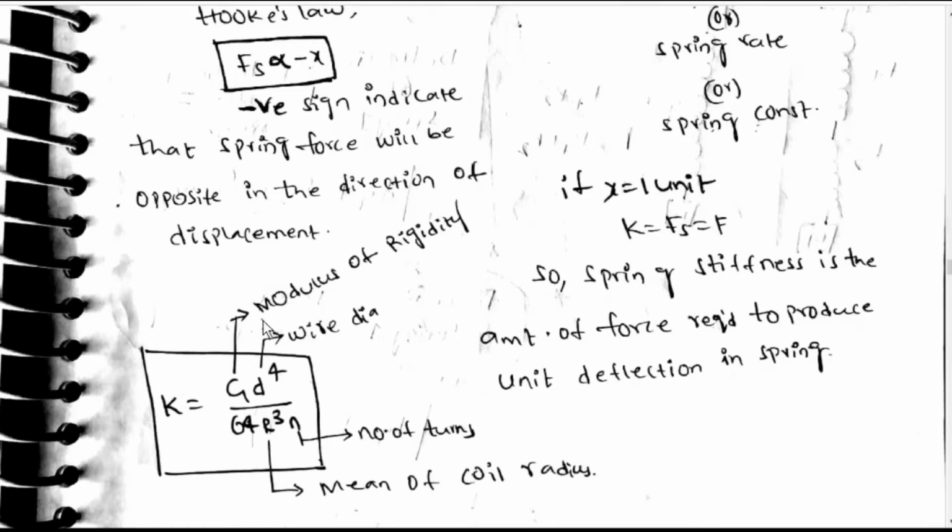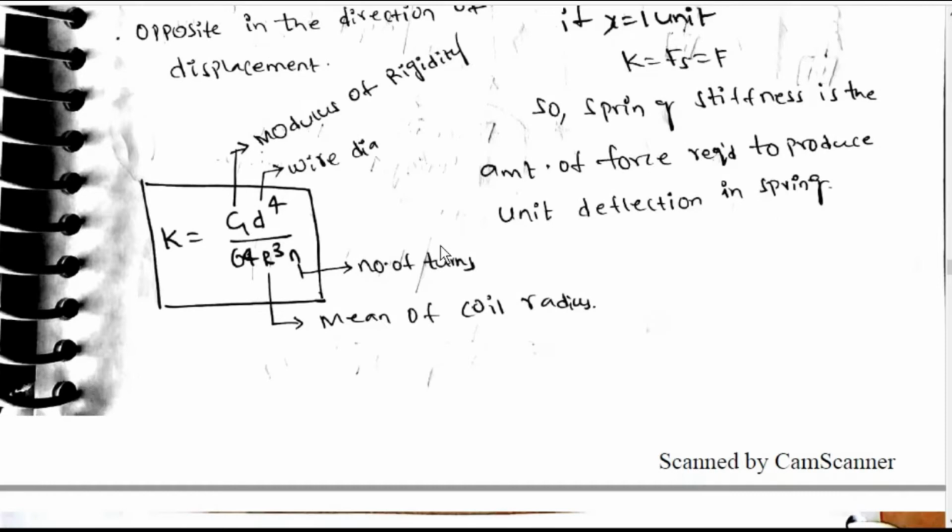K is equal to G small d power 4 by 8 capital D cube n, or G small d power 4 by 64 capital R cube n. Capital R is the mean coil radius, small d is the wire diameter, and modulus G, capital E, is the modulus of rigidity.